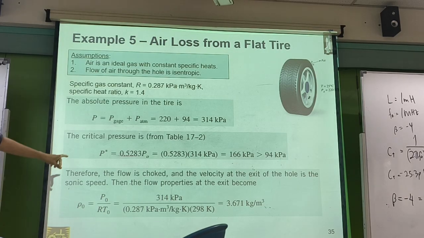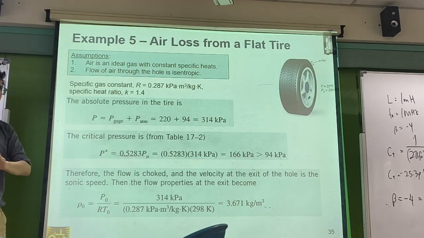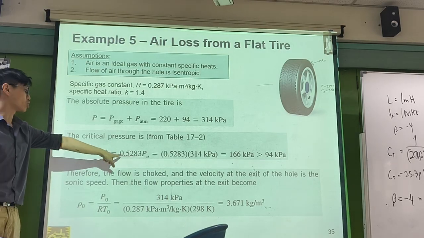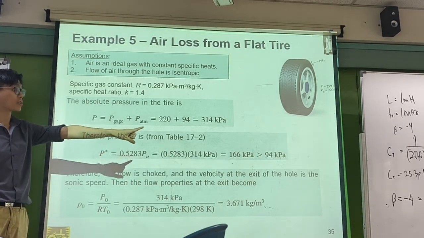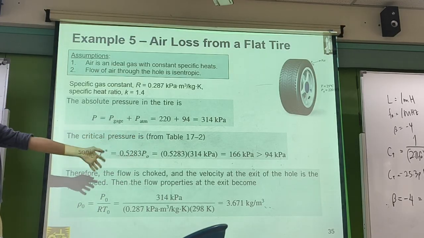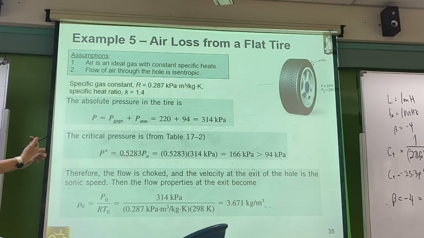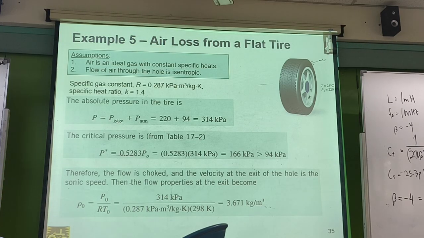And then in this case, again, same steps. We use the critical ratio, which is 0.5283, to see what the critical pressure is. The critical pressure is 166 kPa. Your back pressure is the atmospheric pressure, which is 94. So once again, you get choked flow. Since you get choked flow, you are using the maximum mass flow rate. For this question, we use the long method to show you the calculation. Therefore, the flow is choked.